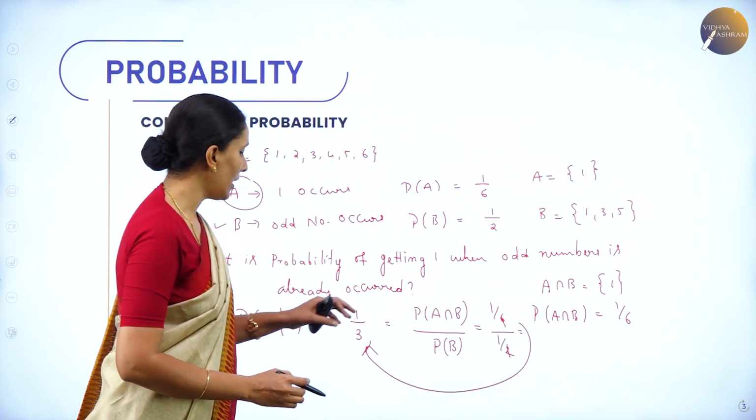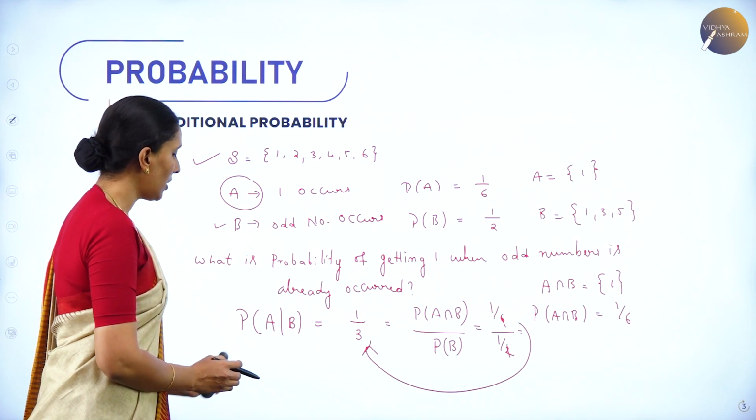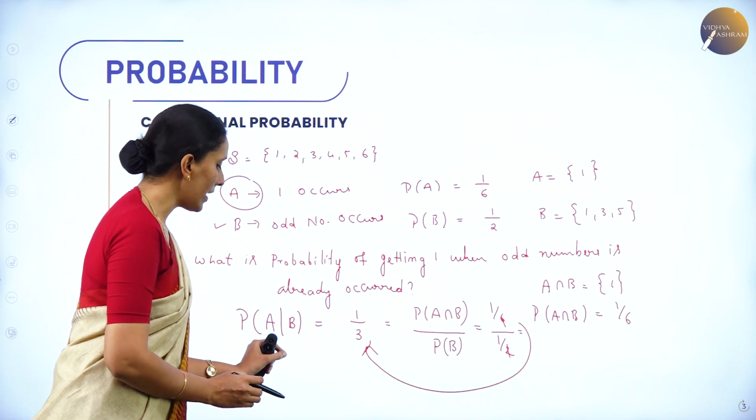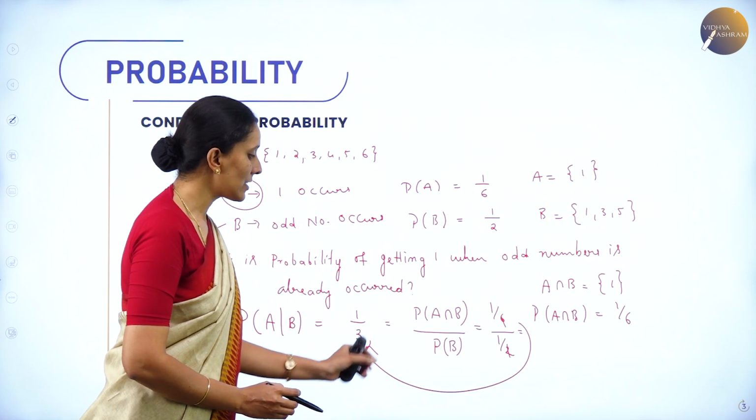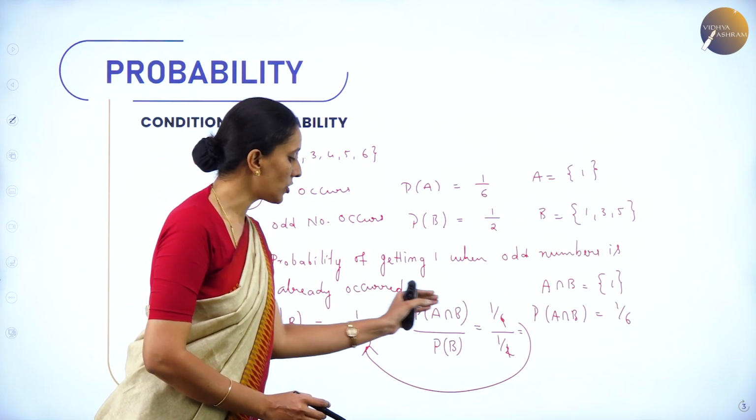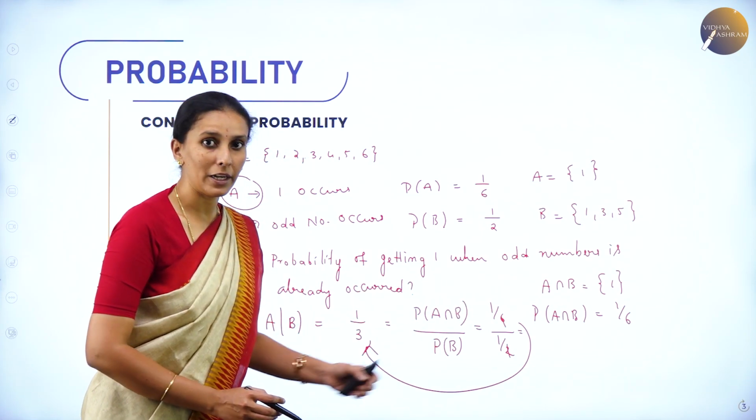So theoretically, the probability of A given B has already happened can be written as the probability of A intersection B divided by the probability of B.